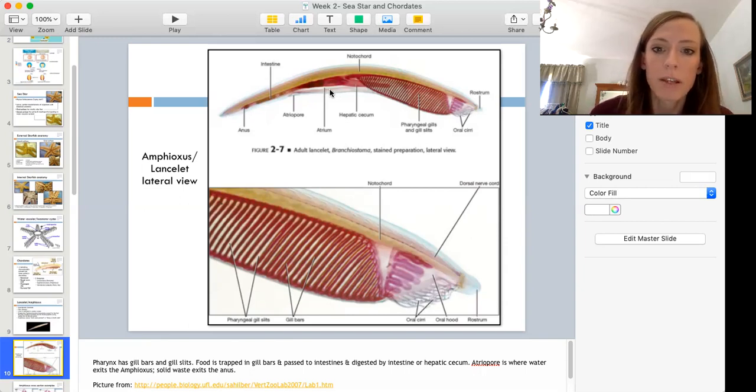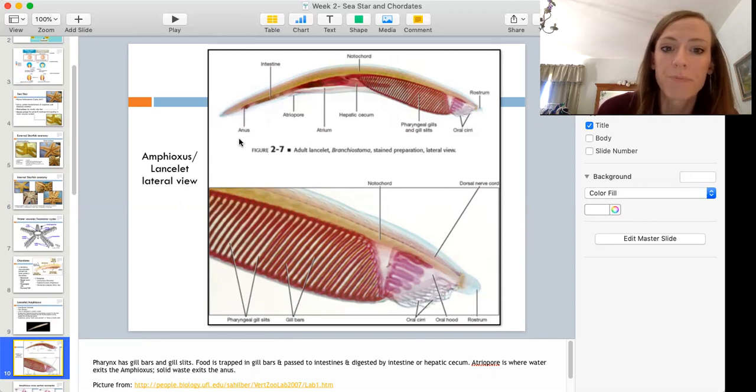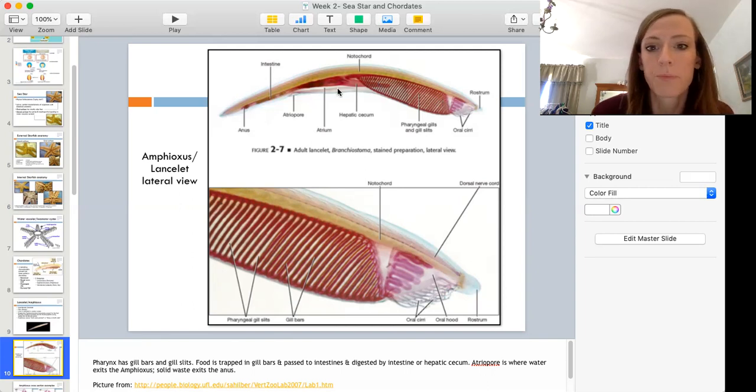The atrium is this space where water will pass through. As water and food particles are taken into the oral cavity, the water passes through the atrium and exits out the atriopore, versus food passing through similarly, but then going through the intestine, and then waste products will exit out the anus. All right, and you can see the notochord nicely here. And then we also will look for a dorsal nerve cord.